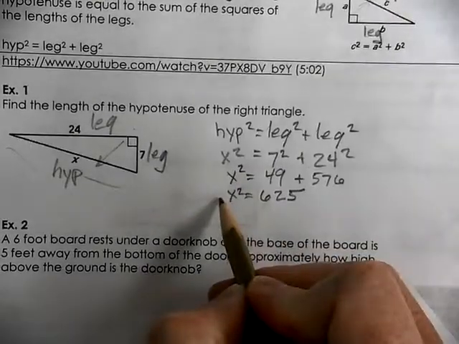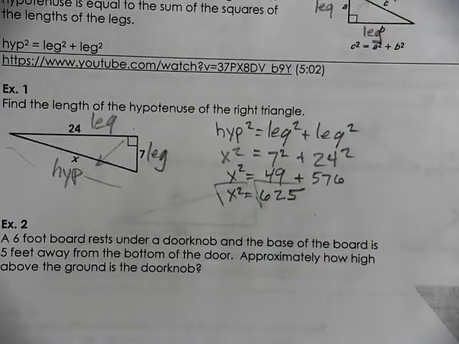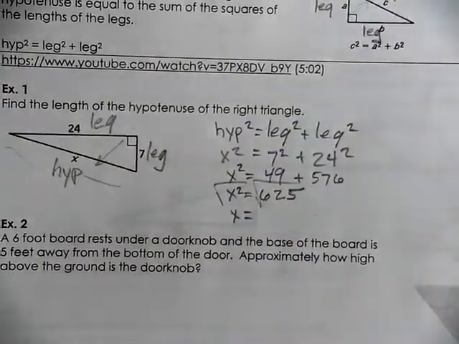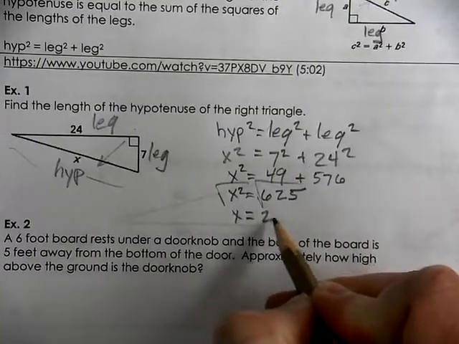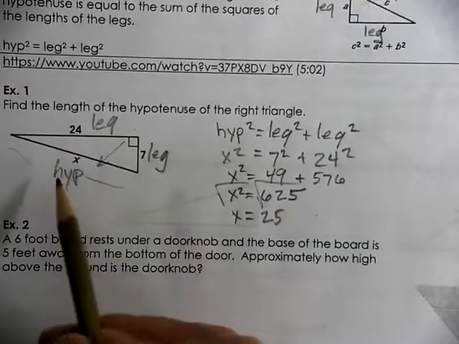We would take the square root. So that's where this comes from, why we spent a day working with radicals, because now we are applying some of that radical work here. So we're going to have x equals the square root of 625. What number times what number makes 625? It is 25.